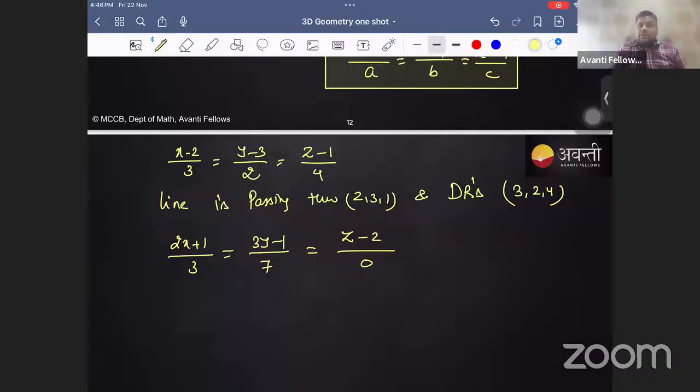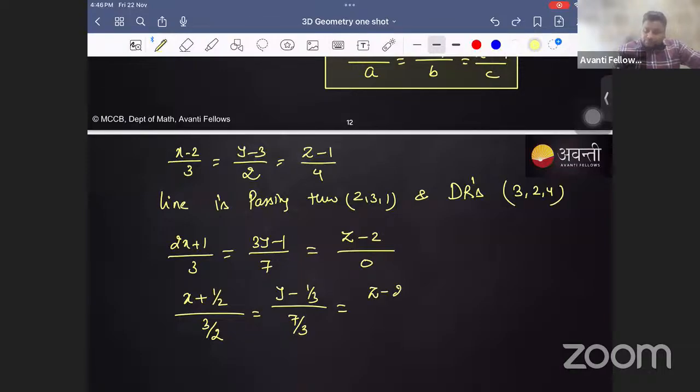Now you cannot directly find the point through which this line is passing. So for that, first of all, make the coefficient of x, y and z in the numerator 1. So divide by 2. It will be (x plus 1 by 2) upon 3 by 2, (y minus 1 by 3) upon 7 by 3, (z minus 2) upon 0.